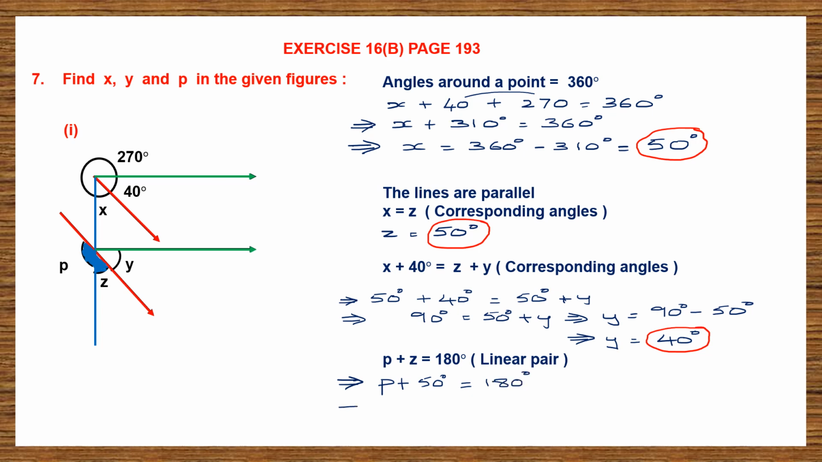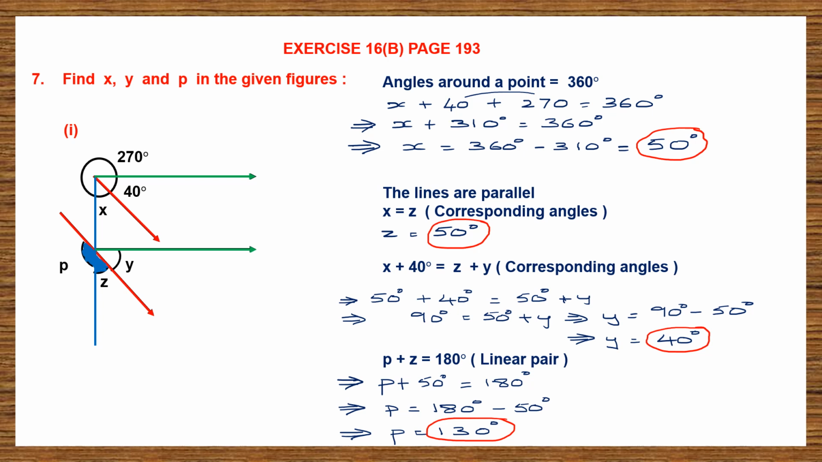So now we can find the value of P. We can say P is equal to 180 degrees minus 50 degrees, because I'm transposing this 50 degrees from the left side to the right. So it becomes minus 50 degrees. So the value of P is equal to 180 minus 50, which is 130 degrees. So we have found the value of angle P also.